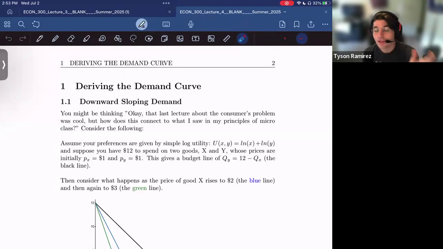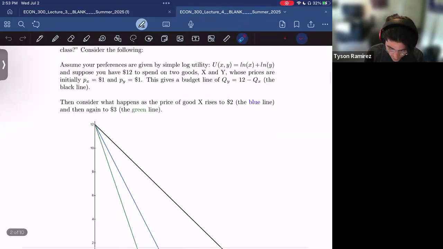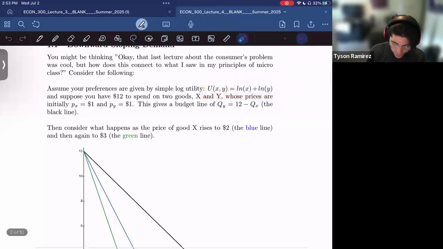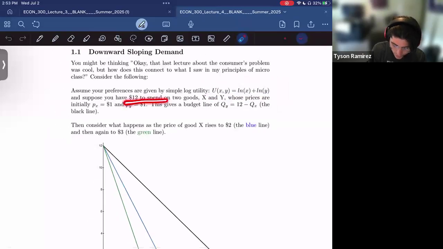Now that was all nice and neat and mathematical, but how does this connect? How does this even relate to what we saw in Econ 200? Well, we're about to find out. So consider this situation. Assume your preferences are given by the log utility, by this utility function. And suppose you have $12 to spend on two goods, X and Y. The price of each is $1.